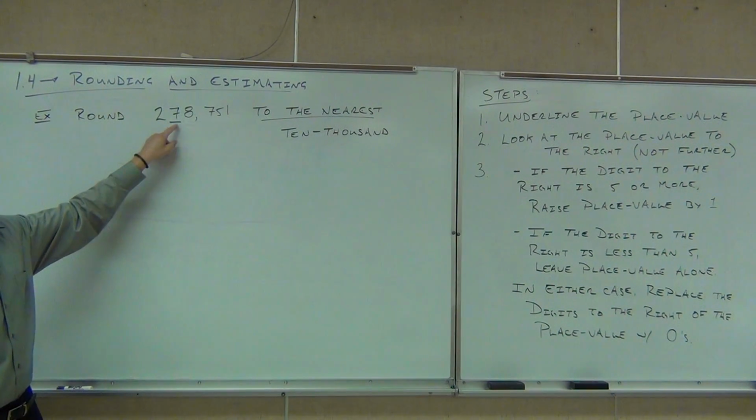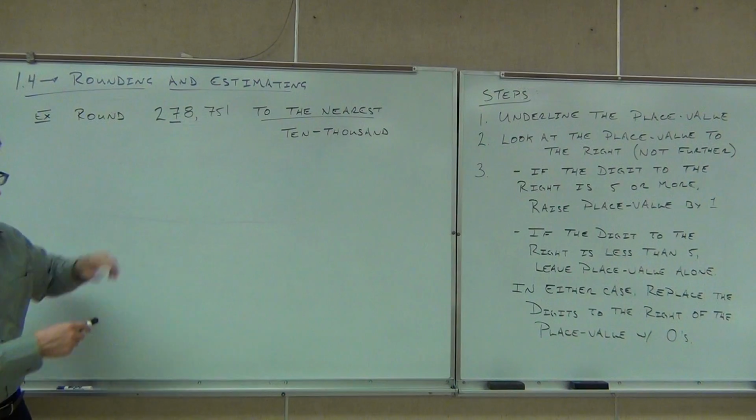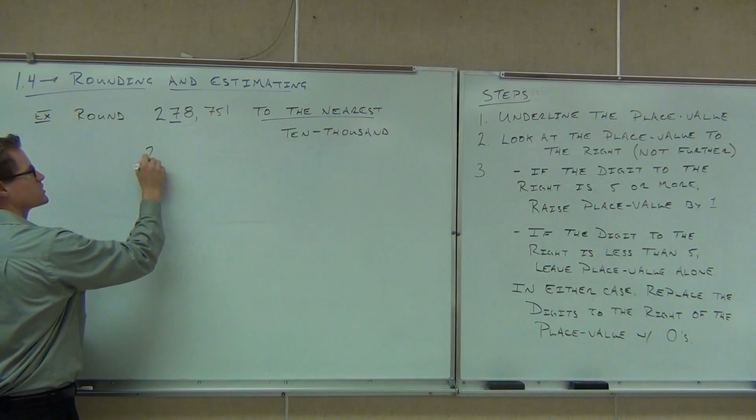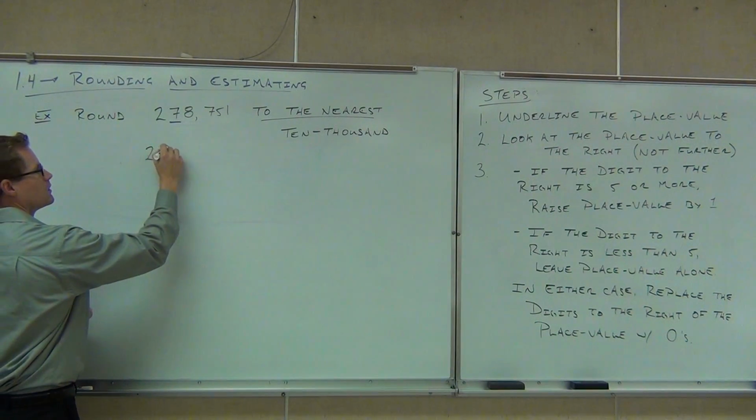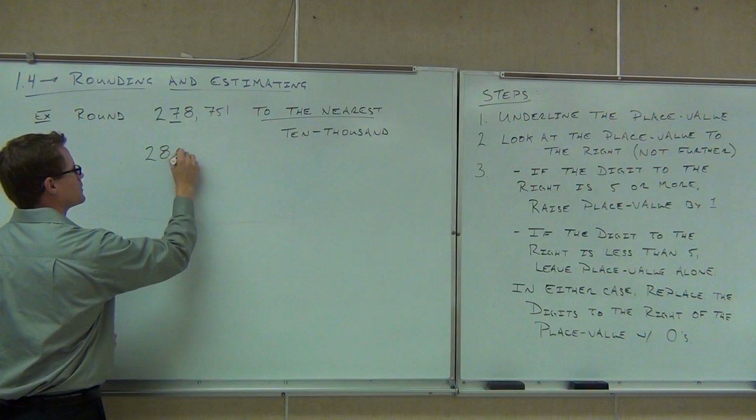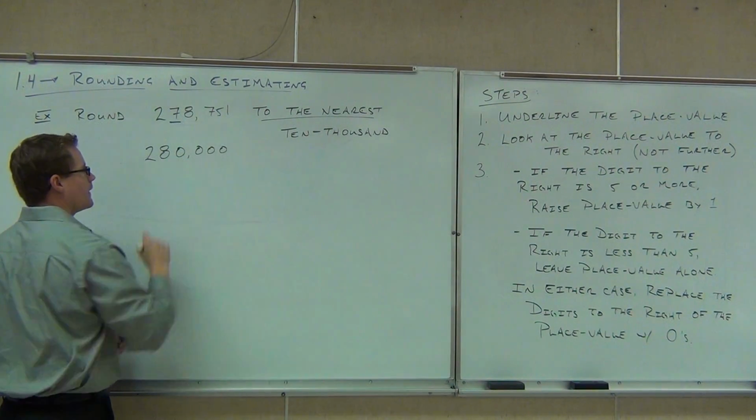Okay, so we don't look left, we look right. This is more than 5, so we're going to, does the 2 stay the same? Yes. What's the next digit I'm going to write? 8. How about after that? 0. All zeros, just for the rest of it. And that's appropriately rounded.